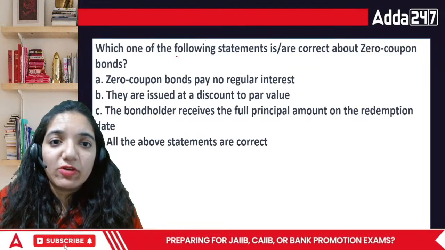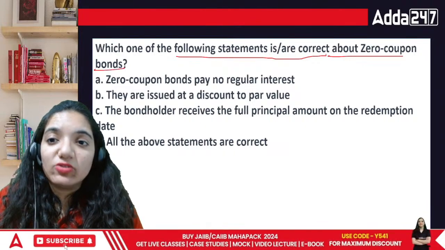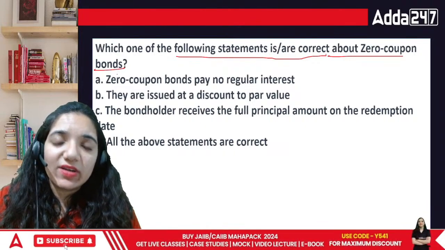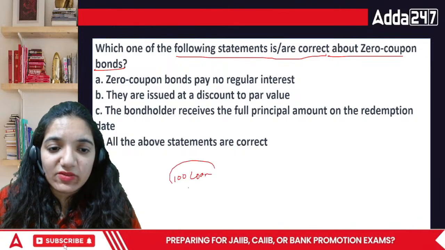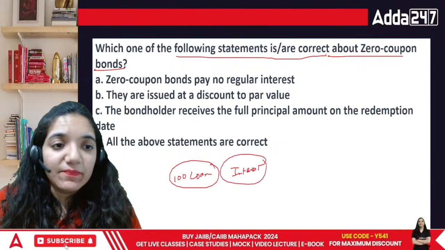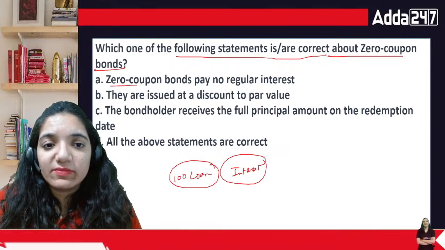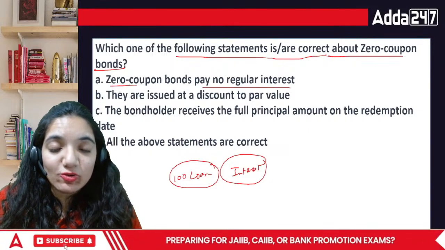Now, which one of the following statements is or are correct about zero coupon bonds? Achha, zero coupon means this is a bond which has no interest. Can I give someone 100 rupees as a loan and then I cannot ask for any interest back? Won't it be weird? It would be. So, zero coupon bonds pay no regular interest. Technically, they don't. That is why they are called zero coupon bonds.